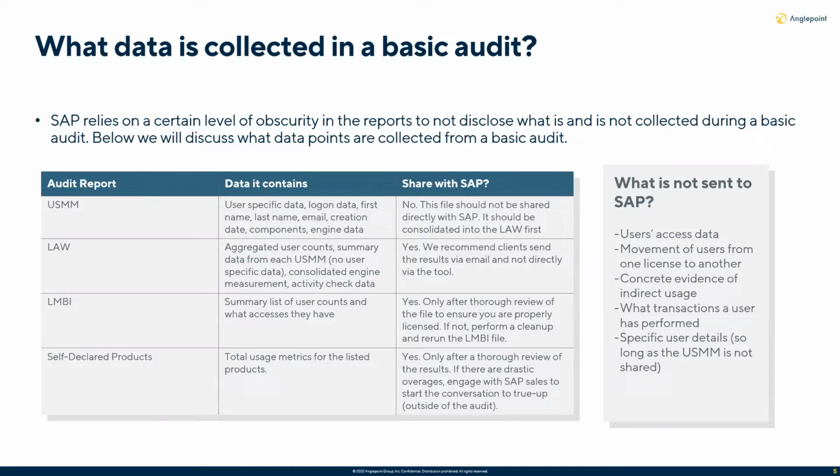So the USMM. The USMM contains user-specific data, logon data, first name, last name, email, creation date, components, what sort of software is installed on a particular system. It also has engine data. So that file should not be shared with SAP. It should always go into the LAW file beforehand. So if SAP requests the USMM file from you, they should have a very good reason as to why.